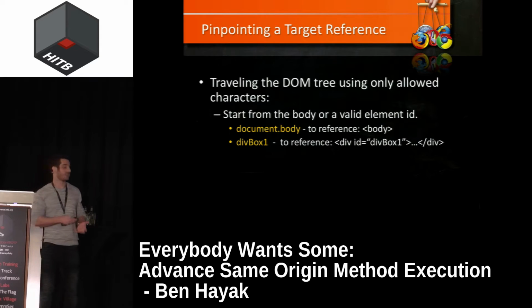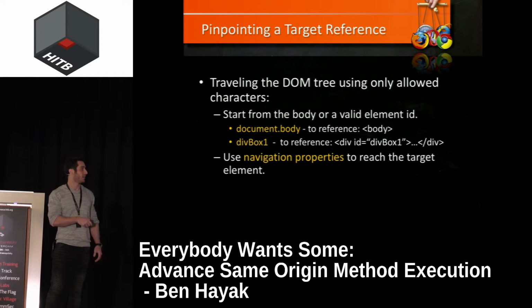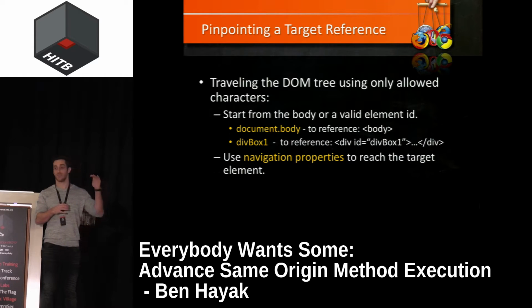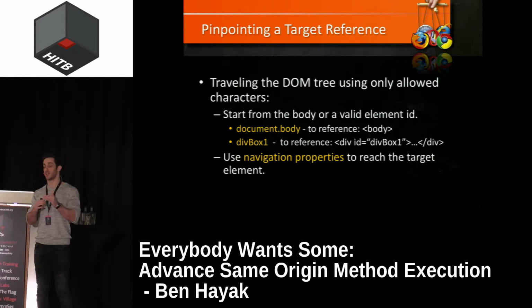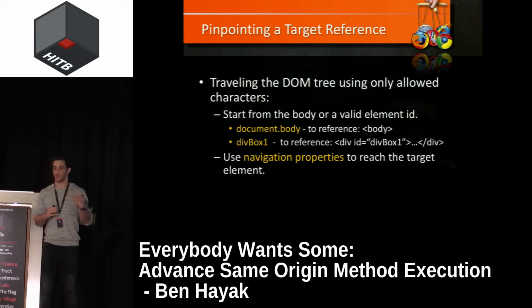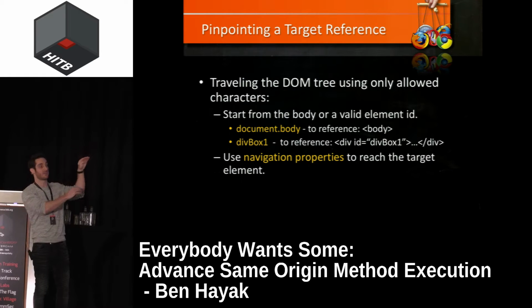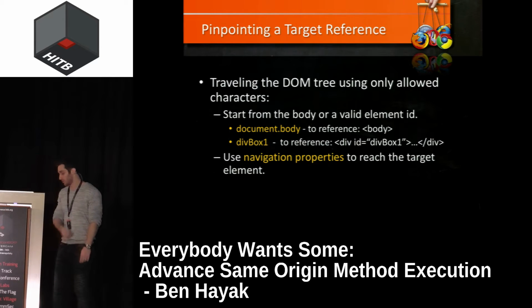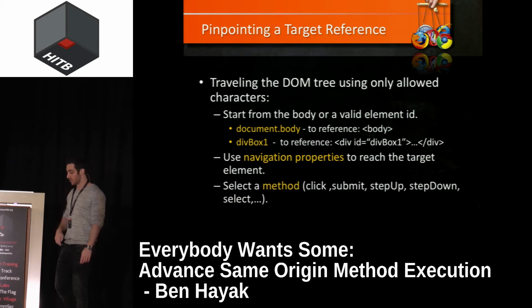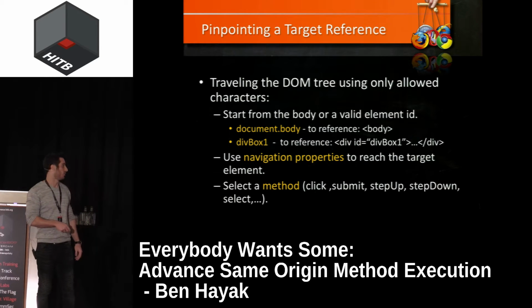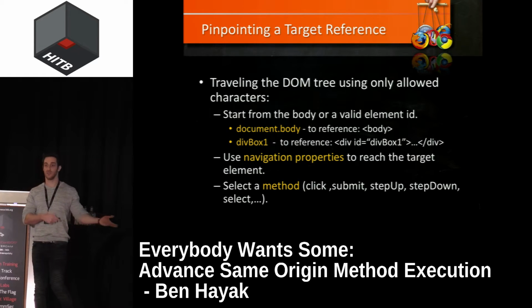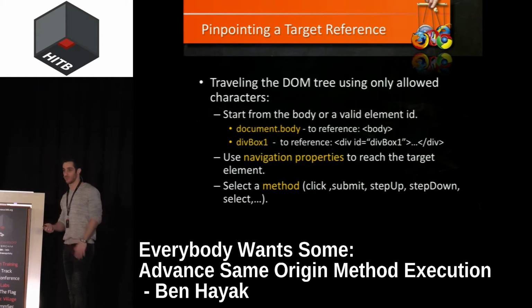You can just type in divbox1, and it will right away reference this divbox. So if there is an element that is closer to your target, then it will be easier for you to use that and navigate from there on, and not start from the starting of the page, from the body, and go down there. So then, like I said, use navigation properties, firstElementChild, nextElementSibling, and so on, to reach the target element, and then select the method that you want to execute. Once again, if you don't want to do these steps, you can just use an alert to prove your POC, but this is way more fun and meaningful.